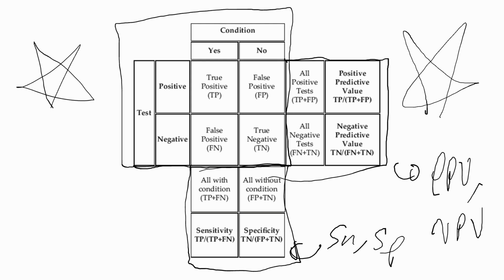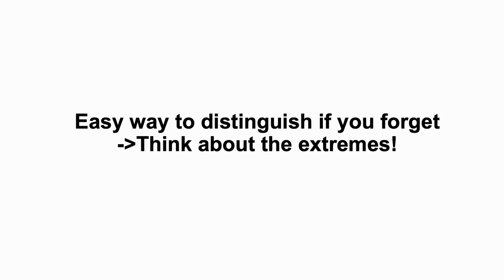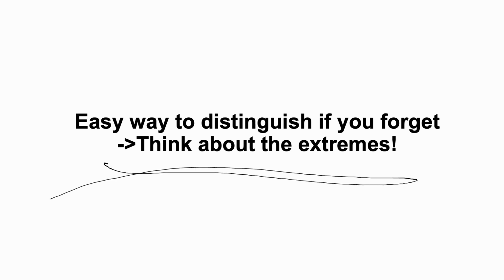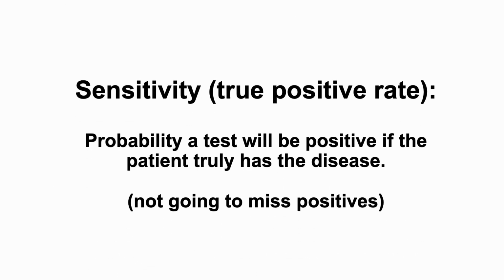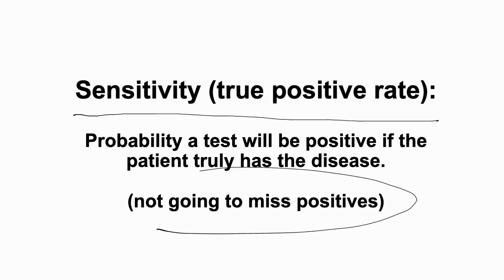But I do like to understand things conceptually so I don't have to keep coming back to rememorize it. So that's why I took a little bit longer to explain things. An easy way to distinguish between sensitivity, specificity, and positive predictive value versus negative predictive value is just think about the extremes. Sensitivity, which is also our true positive rate, is the probability a test will be positive if the patient truly has a disease, right? You're not going to miss any positives.